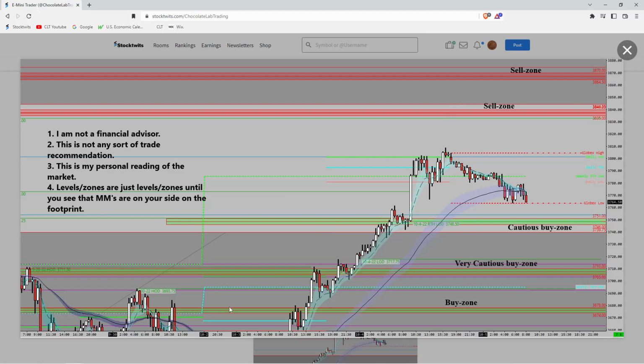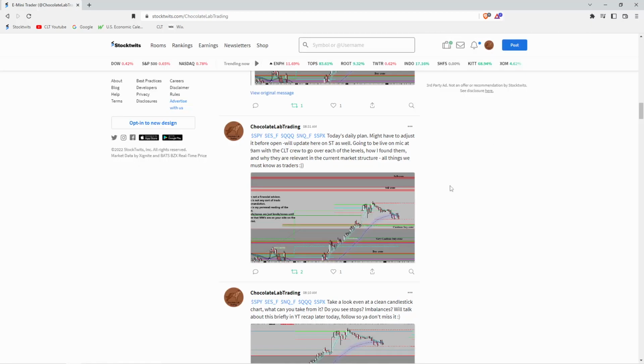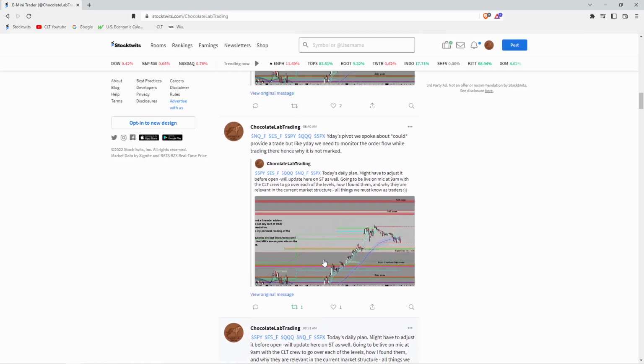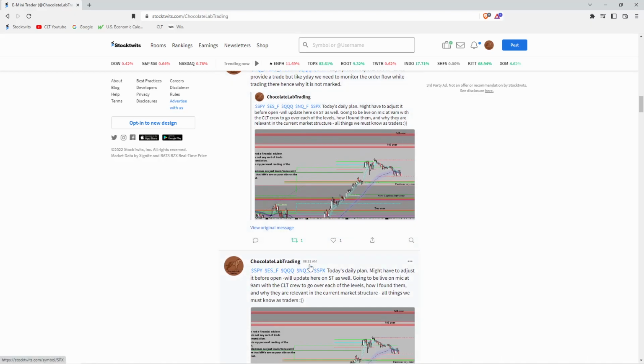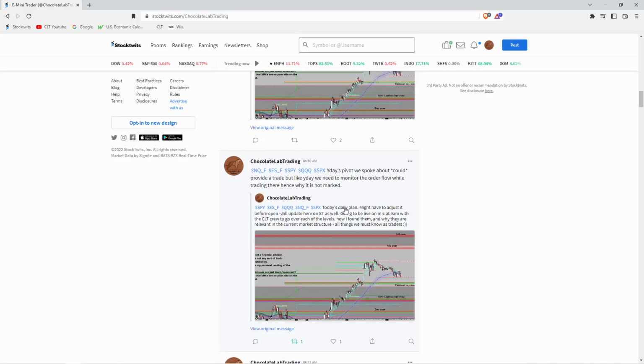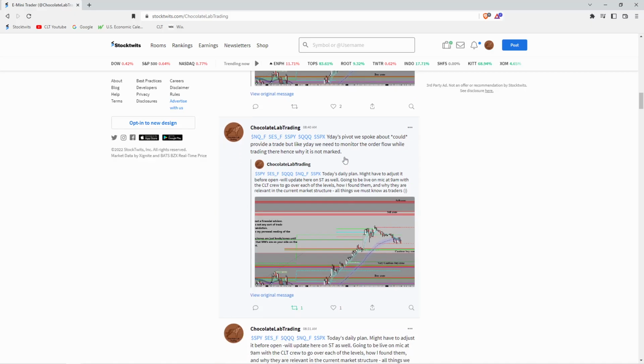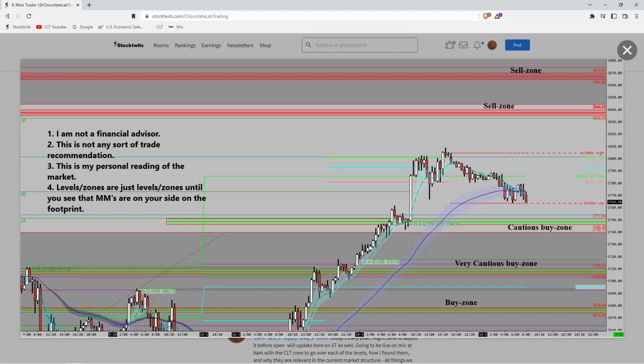So yeah, this was the plan going into the day, and then I had one aside that, posted the plan at 8:31, 9 minutes later, so same thing, same time. I said yesterday's pivot we spoke about could provide a trade. Like yesterday, we need to monitor the order flow while trading there, hence why it's not marked. So if you watched yesterday's recap, I spoke about this pivot, saying how big it is going in, or getting an idea of the rest of the session.